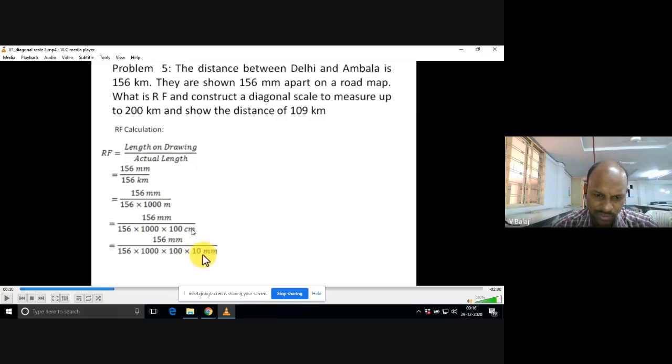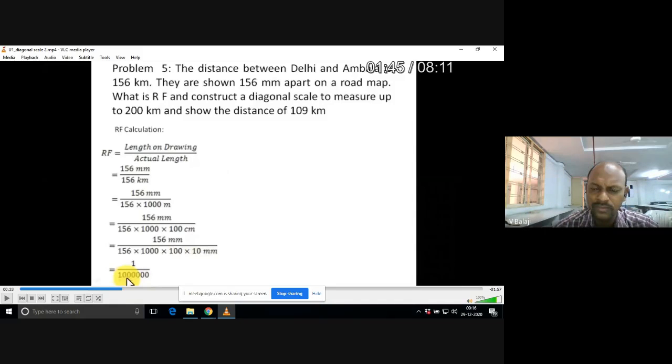1 meter is 100 centimeters, and 100 centimeters you can convert to millimeters. 100 multiplied by 1 centimeter is 10 millimeters, right? I hope you can do that. Leave this 1 by some 10 lakhs. Leave it, no need to simplify further. Okay, is it clear till now?